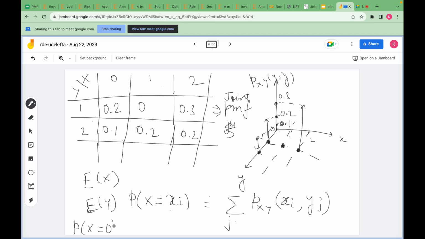that x is equal to 0 is nothing but the joint probability of 0 comma 1 plus the joint probability of 0 comma 2, because y is varying from 1 to 2. So this is the summation for all the possible values of y for that combination. So 0 comma 1 and 0 comma 2, that will be the probability mass function for x equal to 0. So this is the summation of these two quantities. So this is 0.3, this is 0.2 and this is 0.5.